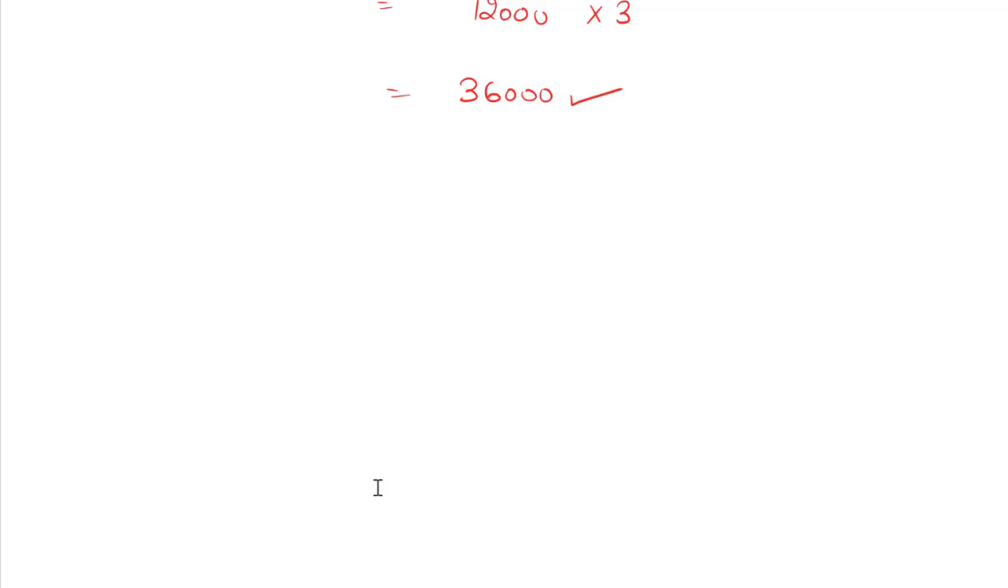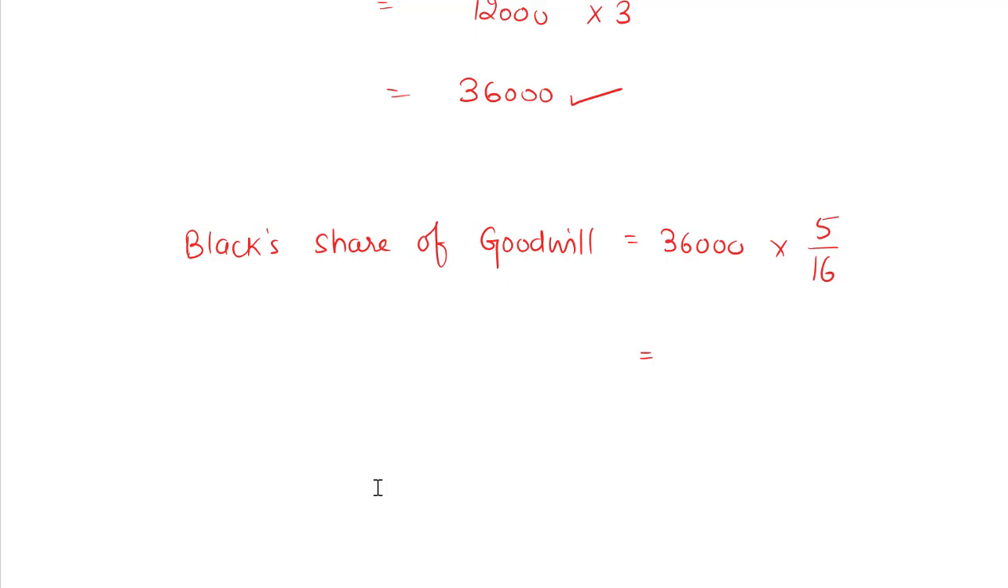We need to calculate the new partner's share of goodwill, that is Black's. Black's share of goodwill equals 36,000 multiplied by new share, which is 5 by 16. So this is 11,250.